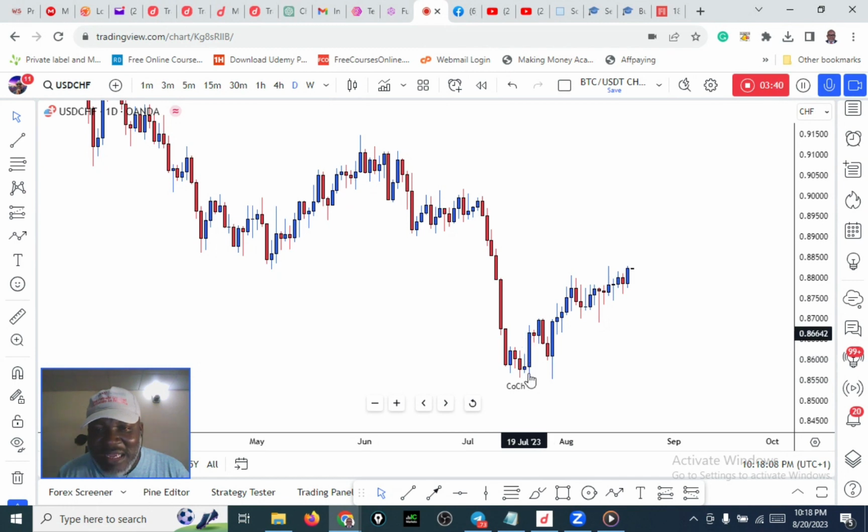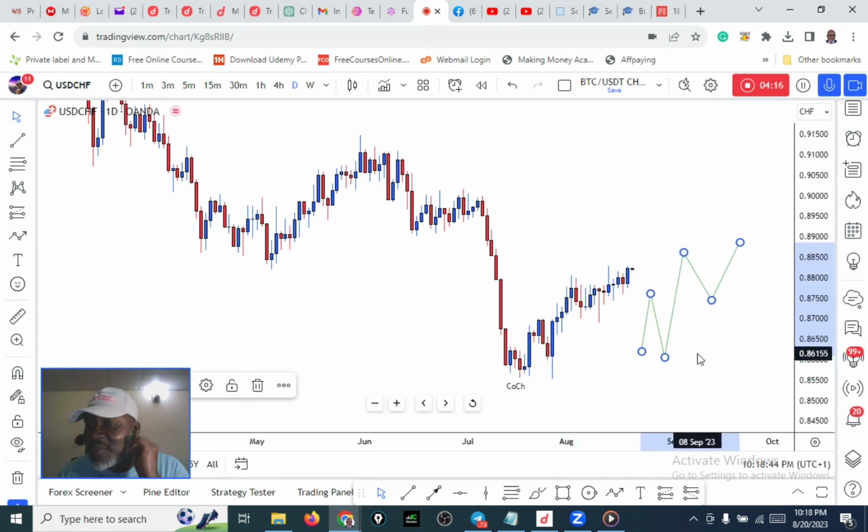lower high, higher low, higher high, higher low, higher high, then another higher high, then another higher high again. You can look at it like this: the market is doing higher low, higher high, higher low, higher high, higher low here, and another higher high. When you put this out, you see that the market is in an uptrend. This is an uptrend market structure.